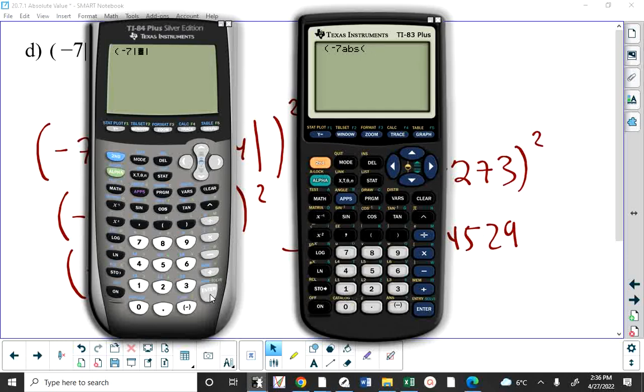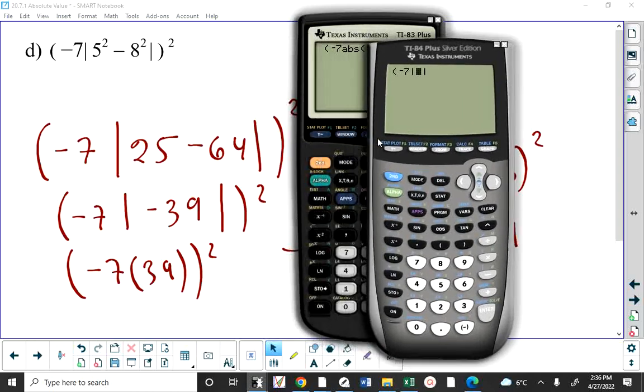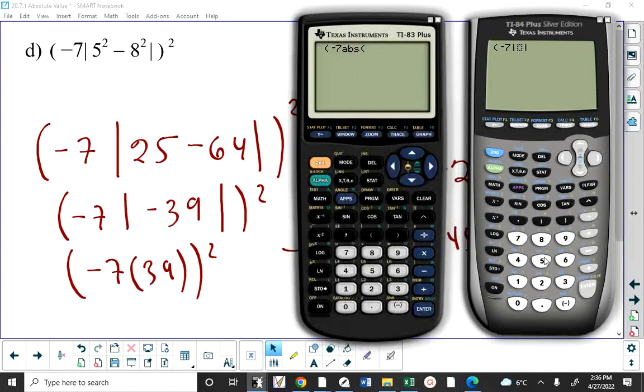Okay. And then if I'm working on this calculator, I can enter 5 squared minus 8 squared. So this is the height of laziness right now. Scroll out of here, close your brackets on the whole thing and go squared. You get that number. Over here you would go 5 squared minus 8 squared, close the brackets on everything and square it. You get the same number.